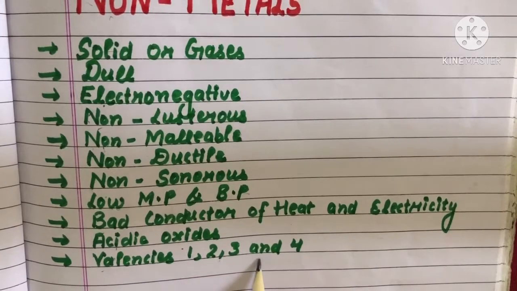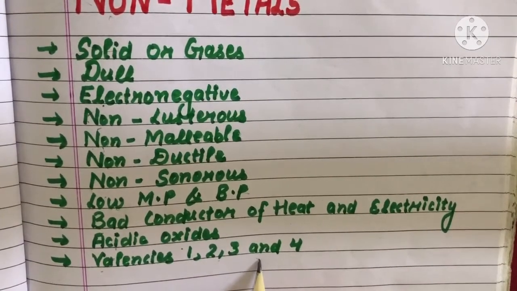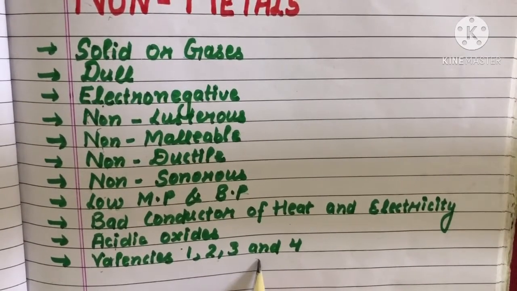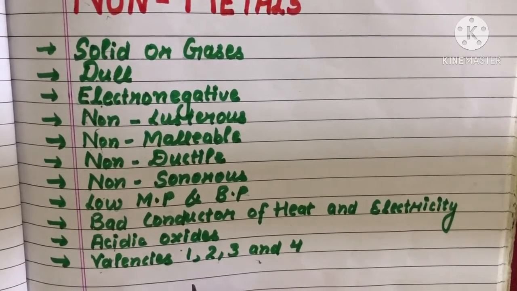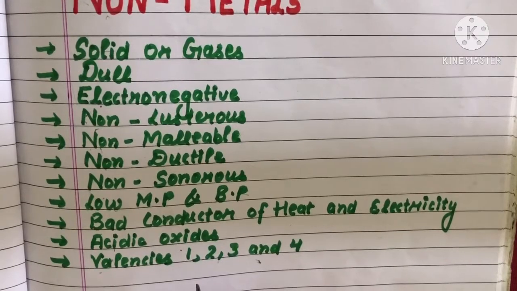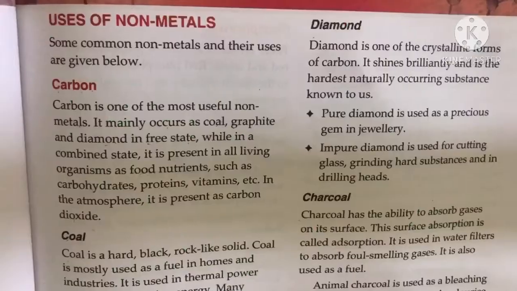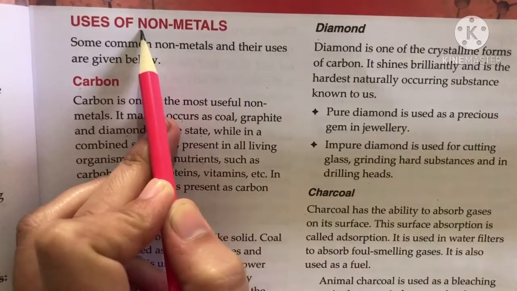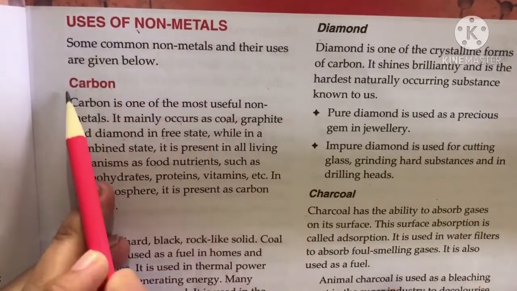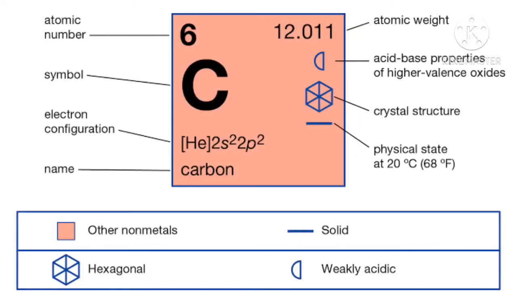So now we are going to start the uses of non-metals. For this you have to open page number 79 of your book. So our topic is uses of non-metals. First non-metal is carbon.